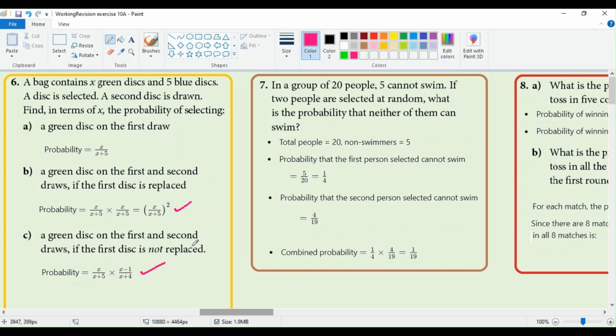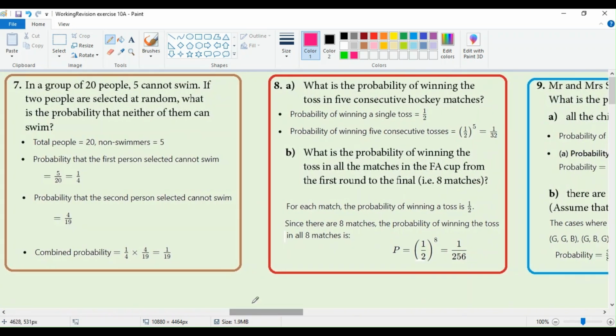Now comes question number 7. I have already solved these questions to save time. Now comes question number 7.